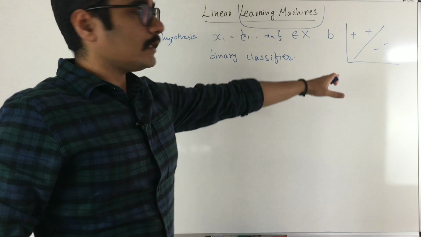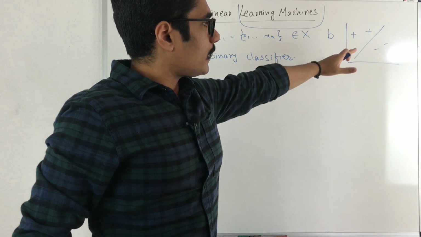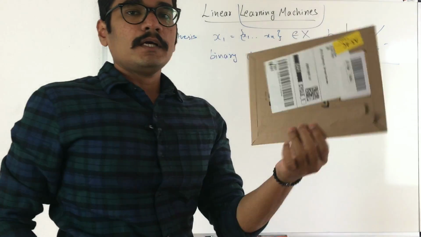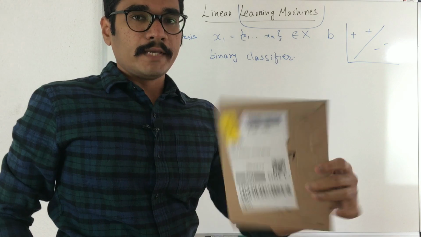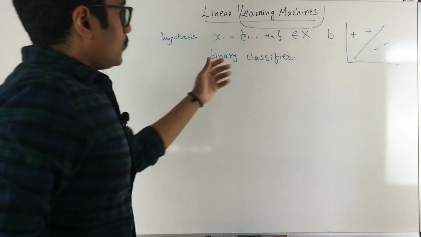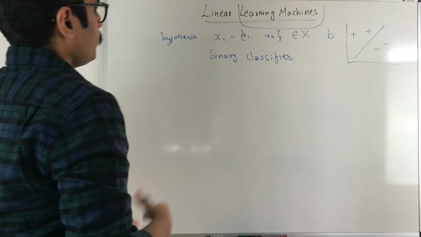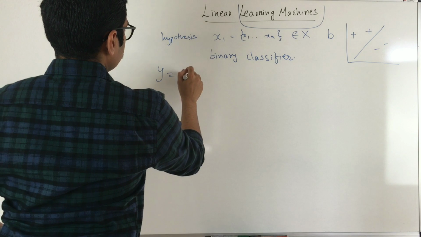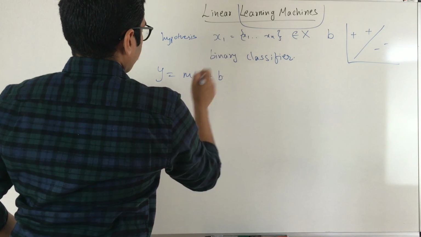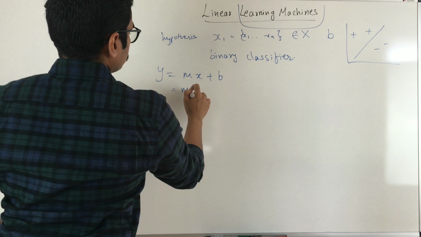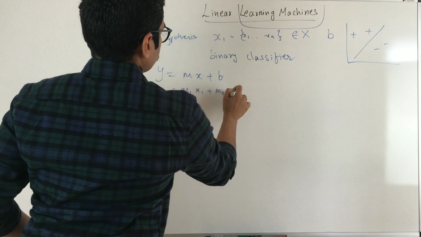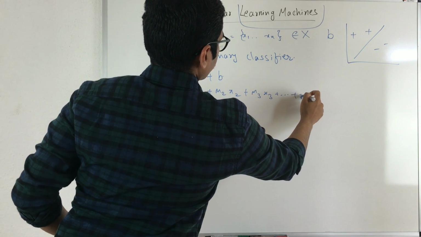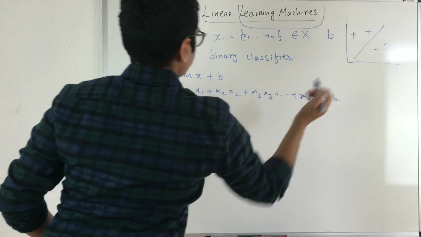In 2 dimensions, like you see on this board, it looks like a simple line, and in 3 dimensions it will look something like a hyperplane where you have x, y and z axes. So that's about the linear learning machine. When we write the equation, it is like a linear regression equation. You have y equals mx plus b, and when you elaborate, that is m1 x1 plus m2 x2 plus m3 x3 and so on up to mn xn plus b.